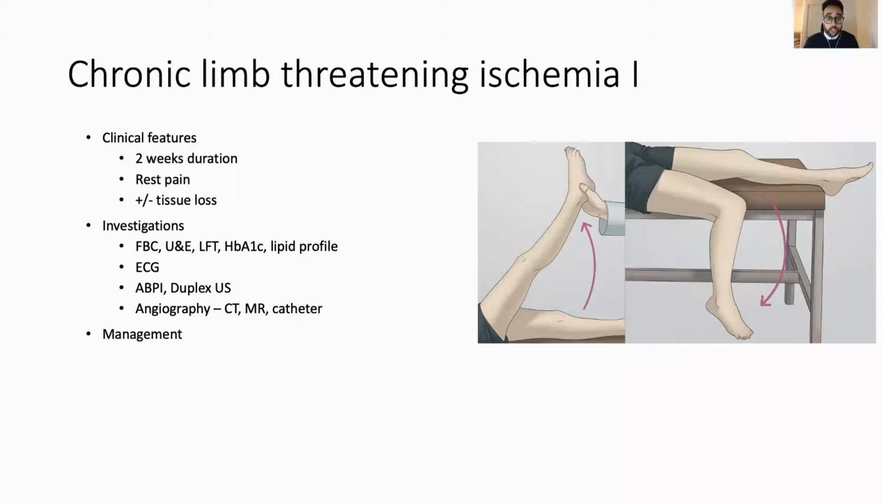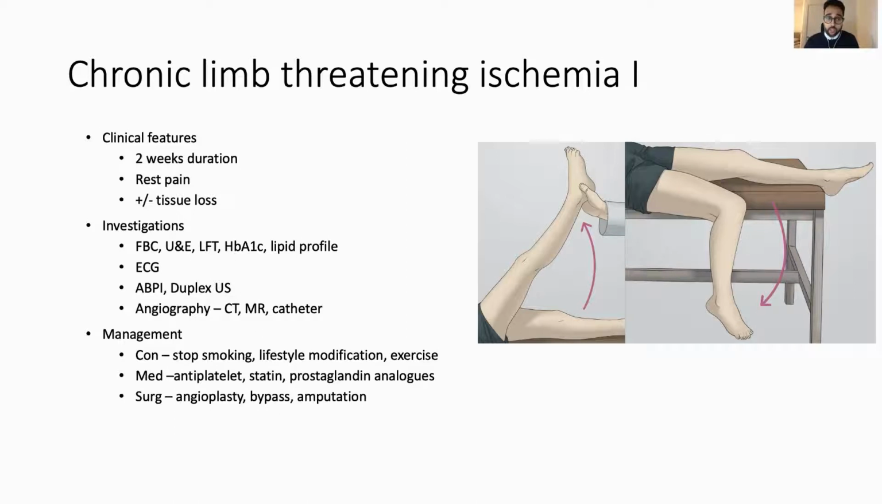So investigations are the same as we discussed before for the previous slide. And management, again, conservative management is very similar. In terms of medical management, the one added thing here is you can use things such as prostaglandin analogs in some situations, such as in a vasculitis type picture. These are basically prostaglandins which cause vasodilation and can increase blood flow to the extremities.